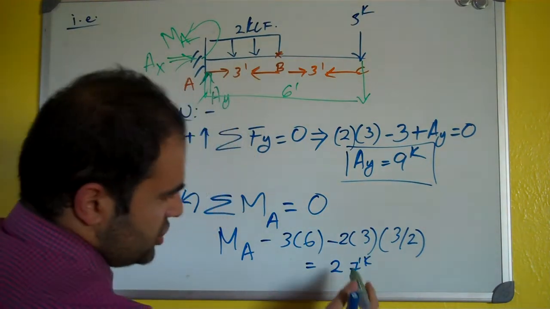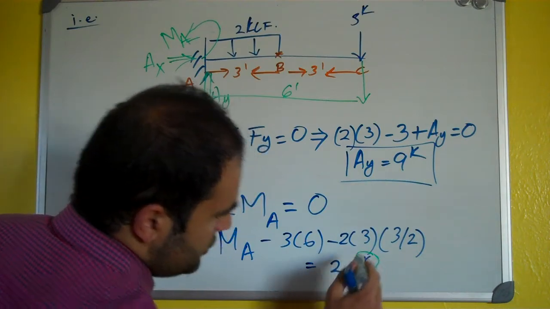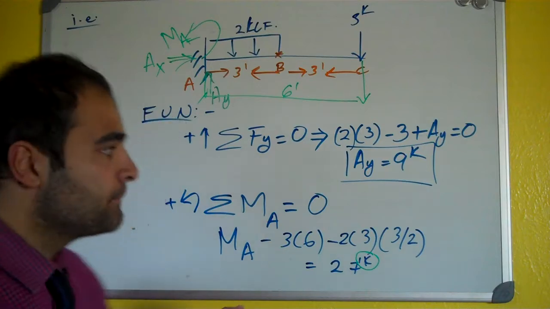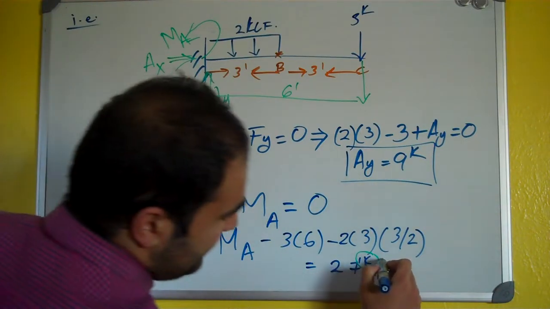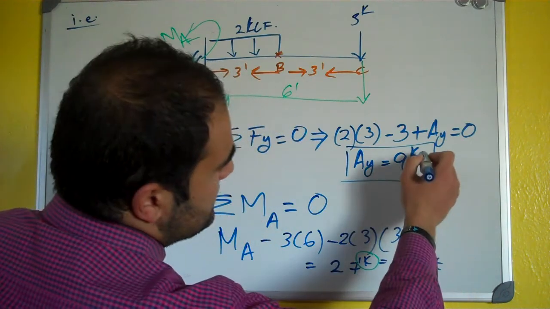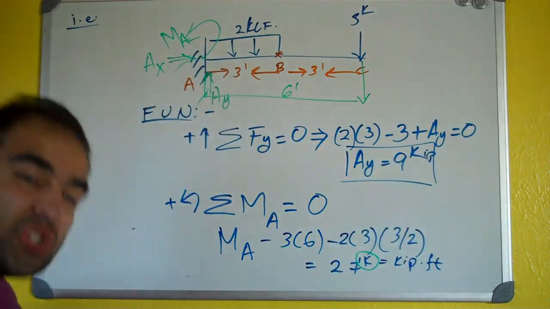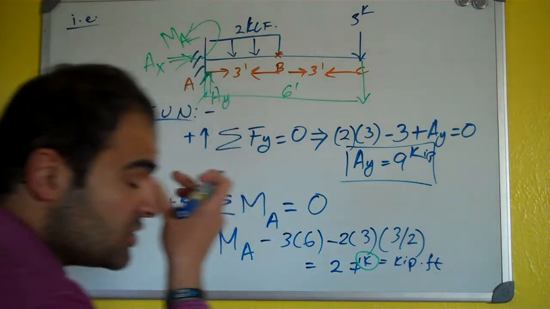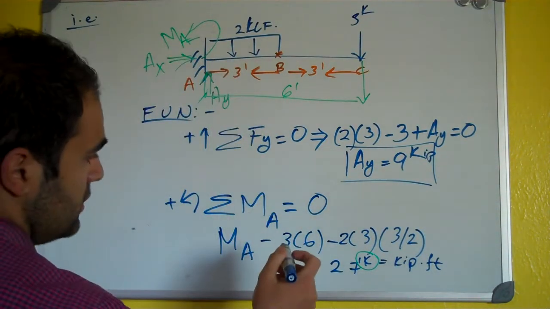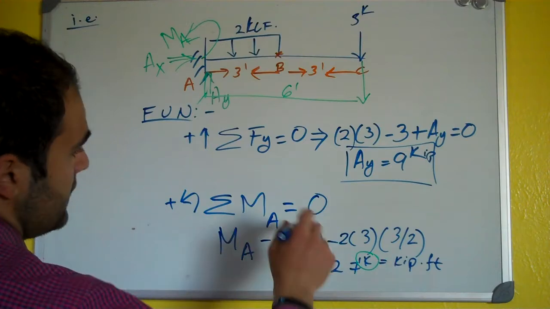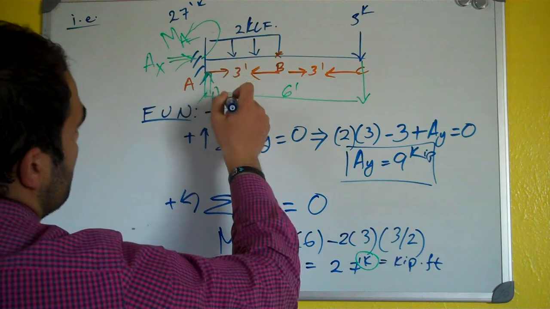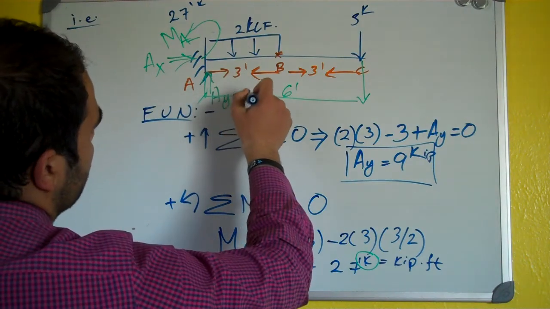Structural engineers are typically weird with their notations and superscripts. So this is kip feet, kip times feet, and this is kips. We do superscript instead of just a normal thing. Wait, that is counterclockwise, so that's right. That's 27 kip feet, and that is 9 kips.